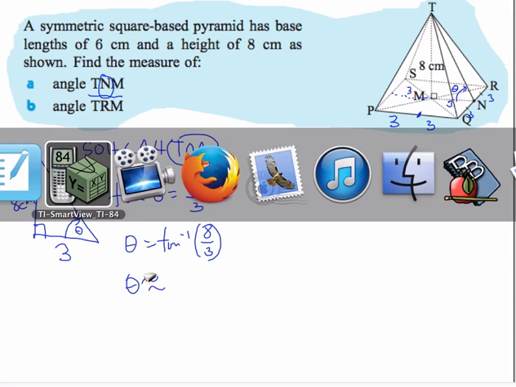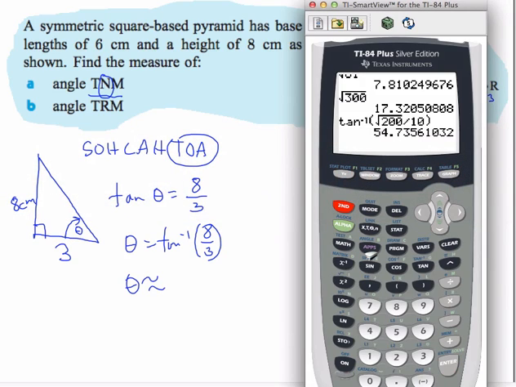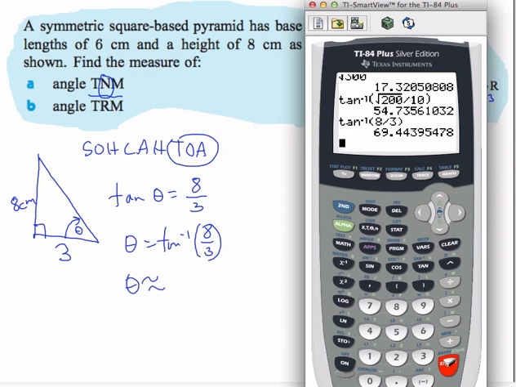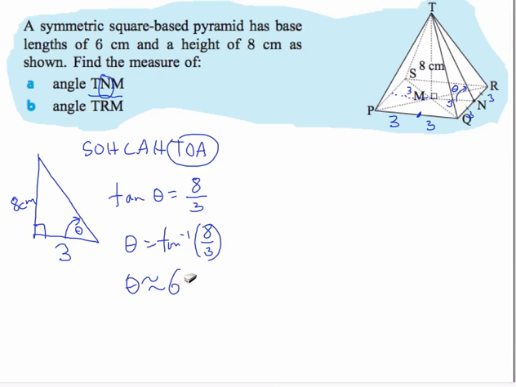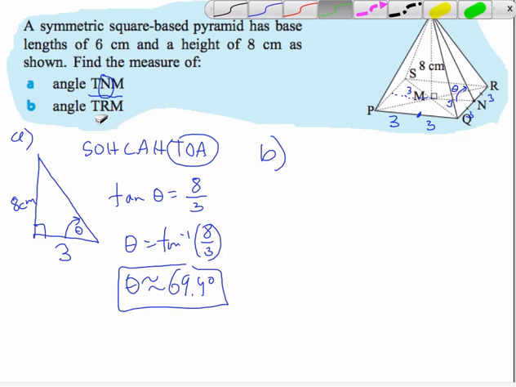Okay, so we can do that on the calculator. Inverse tan of 8 divided by 3 is 69.4. Okay, that's the answer to part A. Part B, angle TRM. So angle TRM is here, so this TRM is this angle. Okay, so it's that angle right there.